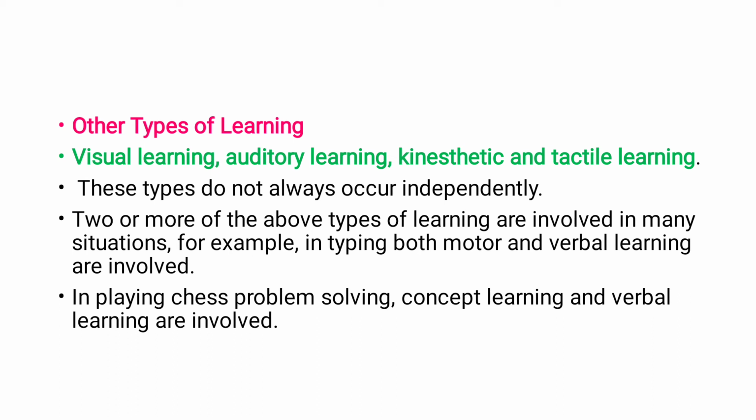For example, in playing chess, concept learning and verbal learning will be taking place. In typing, both motor, your hands should type, and you have to hear, by means of auditory or verbally, what they are telling, and you have to type it.